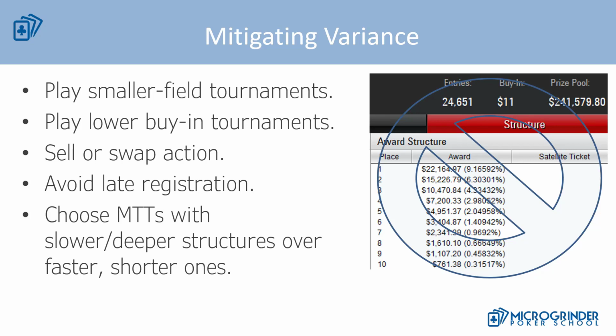One other way you can mitigate variance is by choosing tournaments with slower or deeper structures. Take this over sort of turbos or hyper turbos. This is where the structure is much faster, so you start with fewer blinds and the levels are faster, so you will reach short stacks much more frequently. Whereas deep stack tournaments commonly have slower levels to go with it. So not only will you start with more chips, more big blinds, which will generally involve a tighter strategy, but you will have more big blinds for a longer period of time.